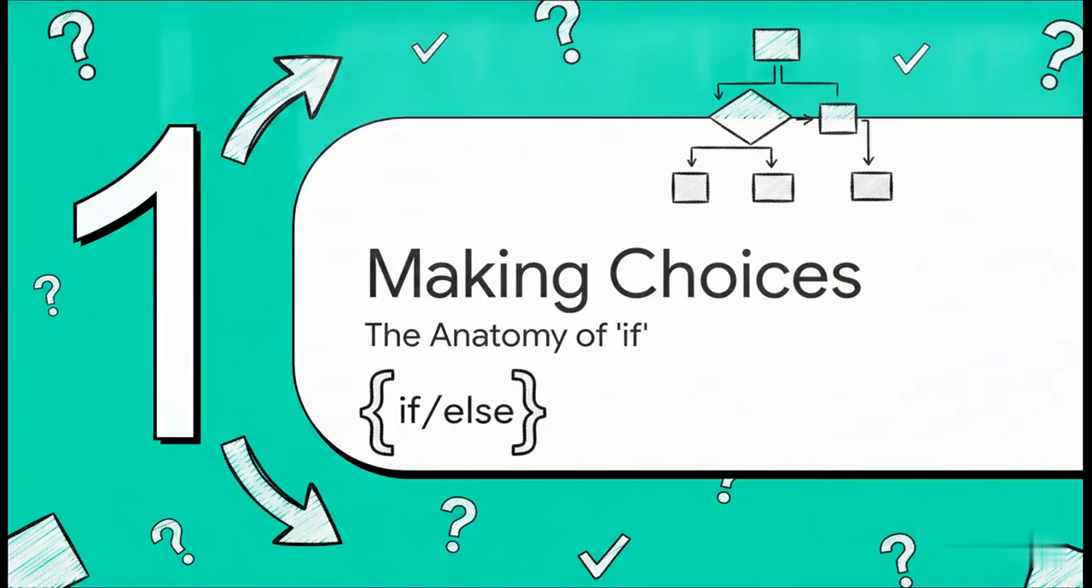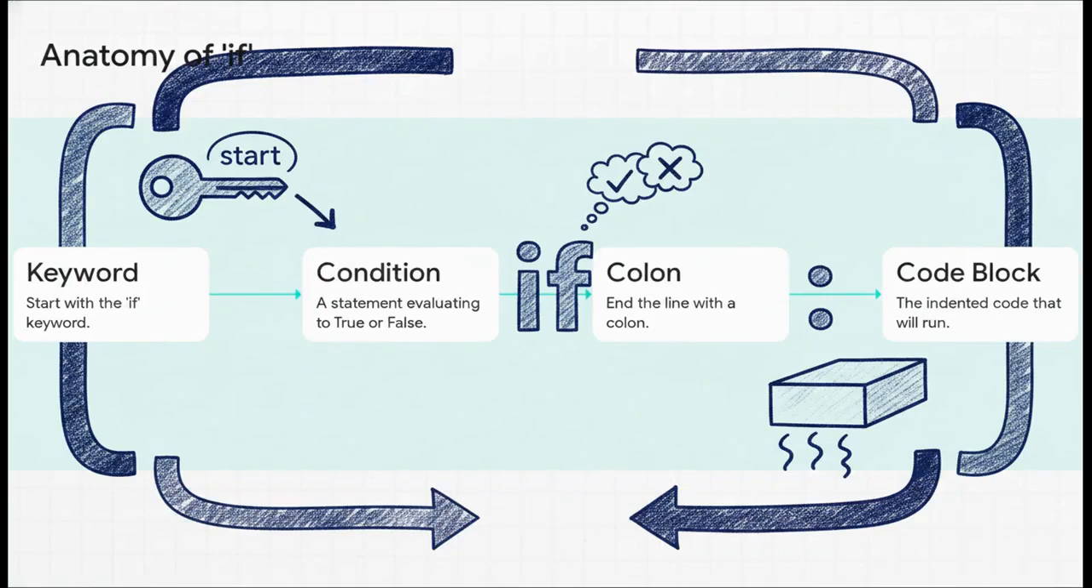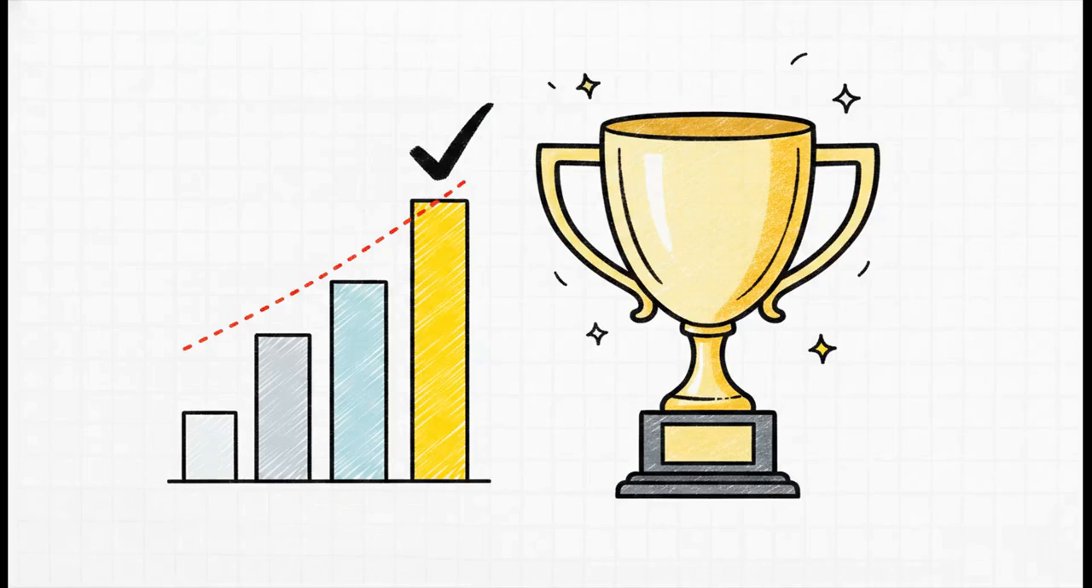Section 1. Making choices in Python. The anatomy of if. Now, Python expects a very strict structure here. It always starts with the keyword if, followed by a condition that evaluates to either true or false. Then, you absolutely must end that line with a colon. Finally, the block of code that you actually want to run if the condition is true goes on the next line. And crucially, this is a big one: it must be indented.